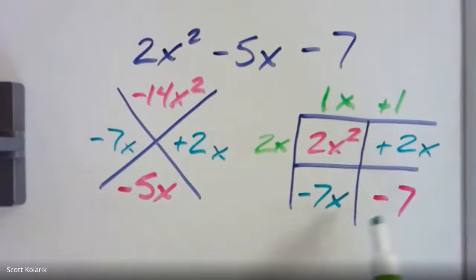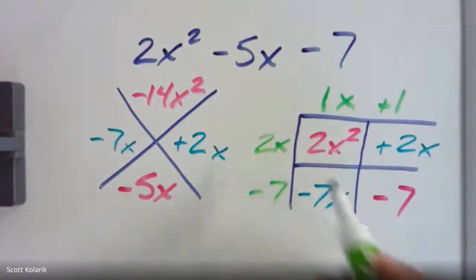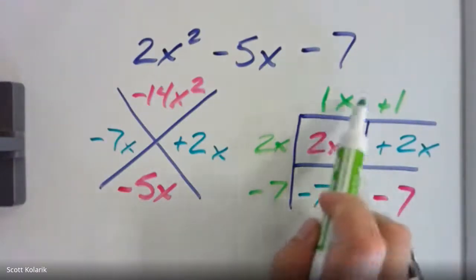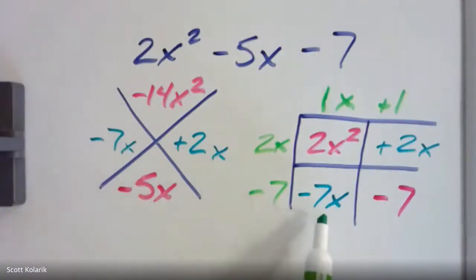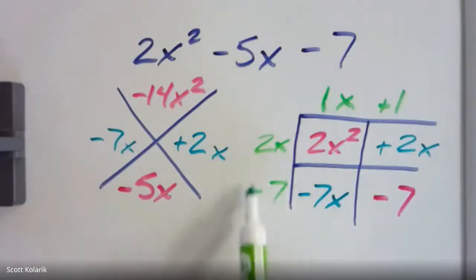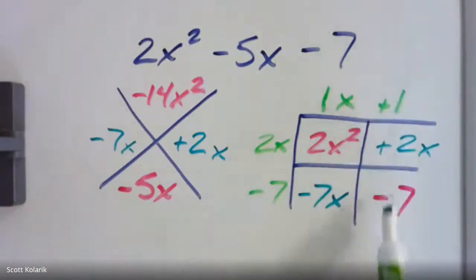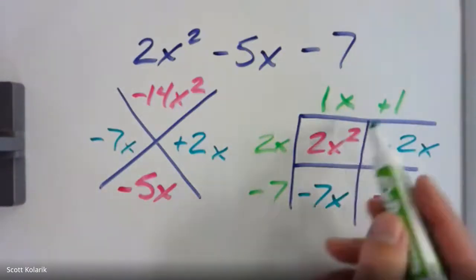This one does not have an x, so the only common factor here is a negative 7. Or you could have thought about that as 1x times something gives me negative 7x. Well, 1x times negative 7 is what gives me that. And also negative 7 times positive 1 gives me the negative 7. Okay. And so we've pulled out our common factors.